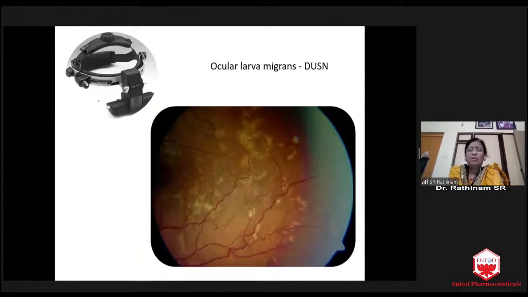This is the best example of Dusen. You see the track marks, beautiful track marks. So under the retina, it has traveled a long way, and it has caused so much structural damage, but still we don't see a worm at all. Most probably this is the site where the live worm will be, because active retinal lesion is seen here. But still we don't see the worm shape or anything like that, because it is in the subretinal space. If it is above the retina, we can see. If it is in the vitreous, we can see.